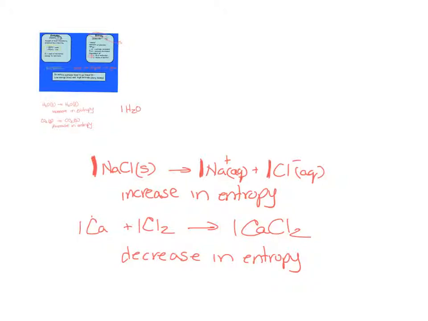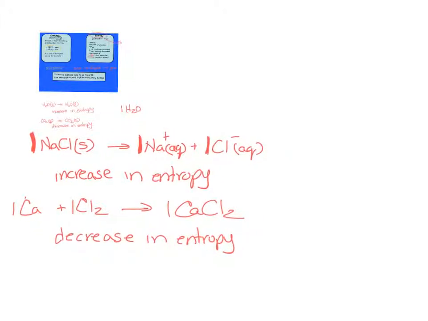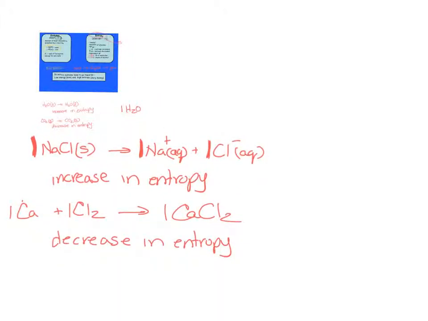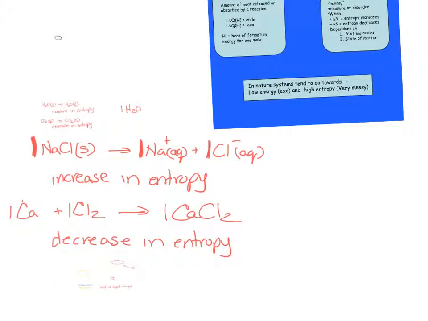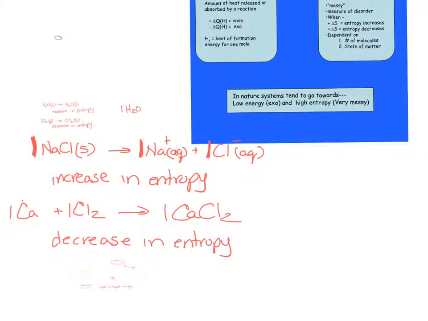The only thing I want to add here, if I can squeeze this down, let's see. Oh, look at me. Systems in nature, okay, natural systems tend to go towards more chaos, okay? And that means they're going to have low energy and high entropy.